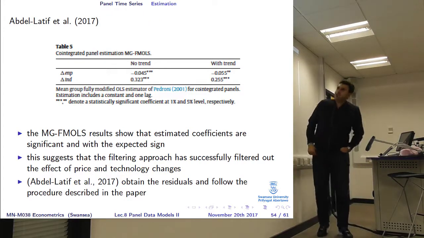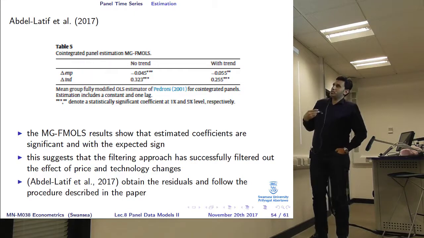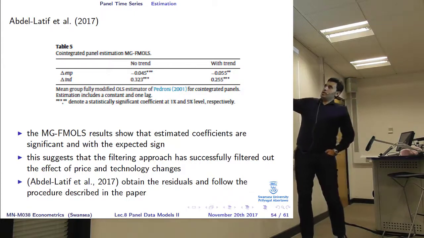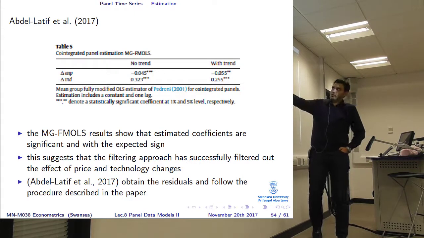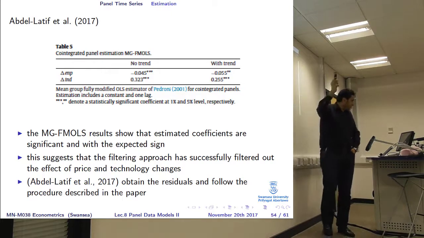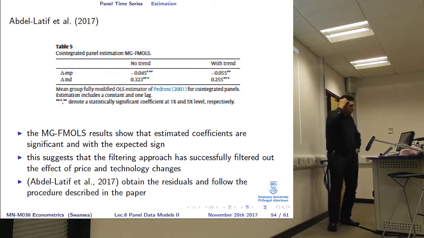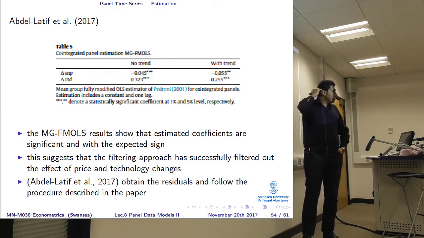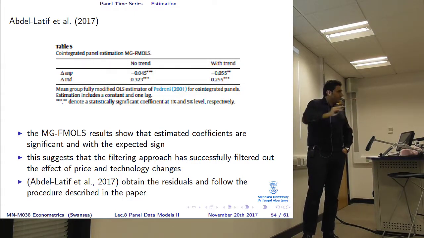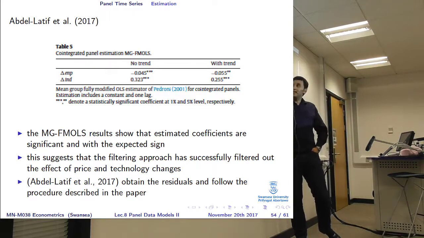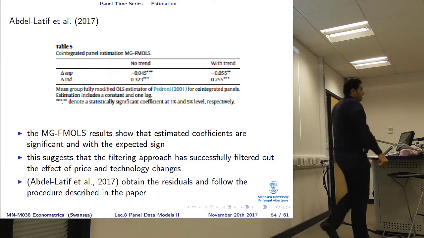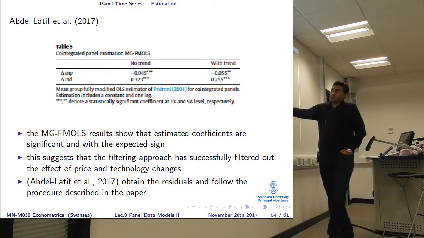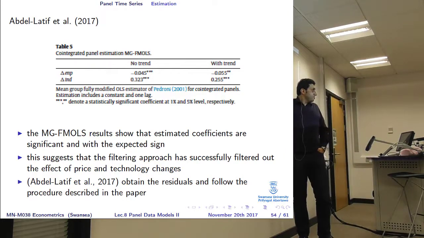It's not very clear, but what we have here is the coefficient, the estimation with no trend and with trend. Remember the variables on the left and right hand side. On the left hand side, the dependent variable was the energy consumption. On the right hand side, we have the energy price and industrial value added to GDP. So we would expect the price to be negative.